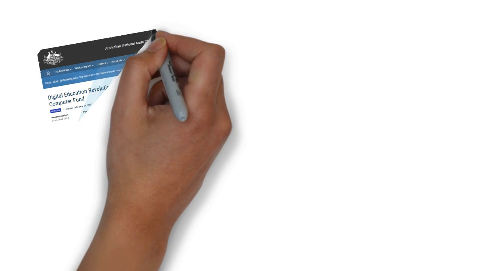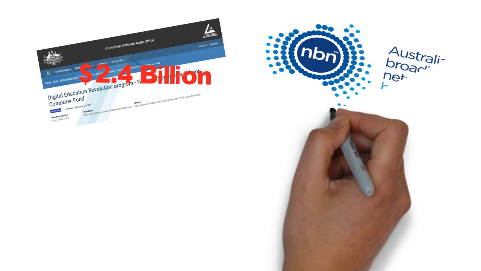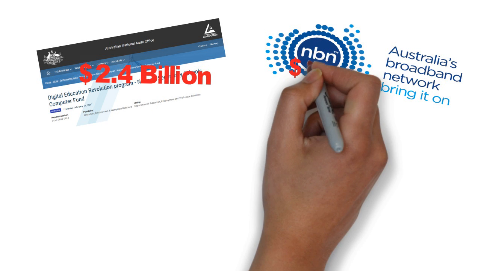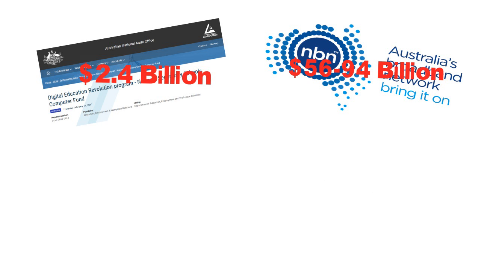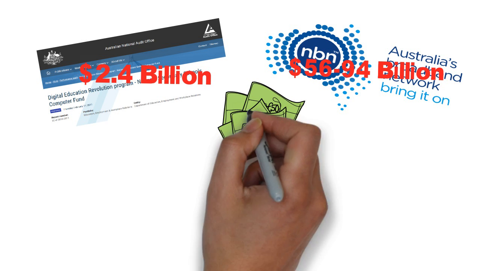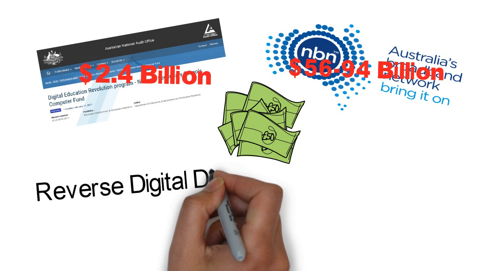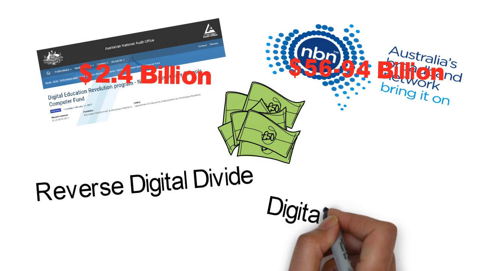Efforts to resolve the digital divide have seen the Australian government spend $2.4 billion to provide laptops and broadband for high school children, and a forecast $56 to $94 billion for the national broadband network. Some researchers argue that while we may have almost closed the digital divide, we've actually created a new set of issues proposed under banner titles such as the reverse digital divide and digital differentiation.